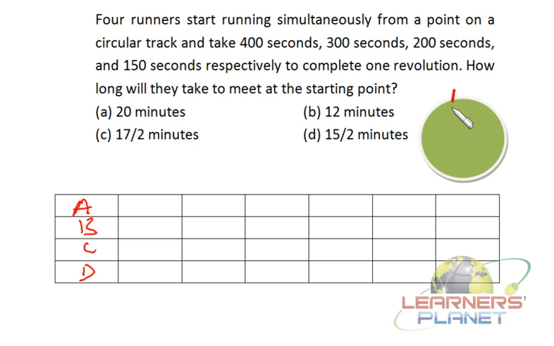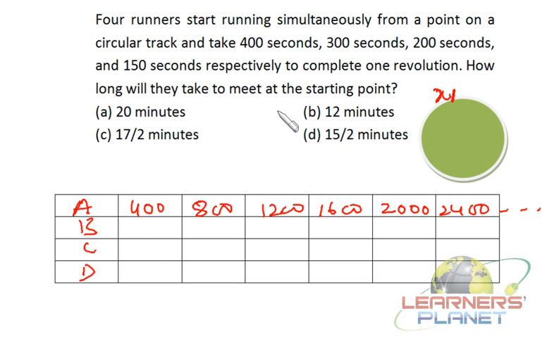Okay, now A is taking 400 seconds to complete one revolution. That means after every 400 seconds he'll be reaching this particular point, suppose X. Okay, so he'll be coming to this position after 400 seconds, then 800, 1200, 1600, 2000 and 2400 and so on.